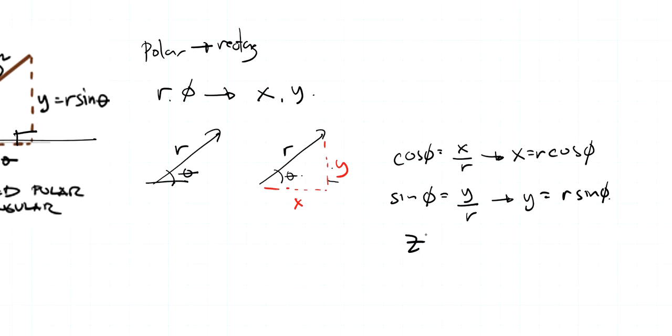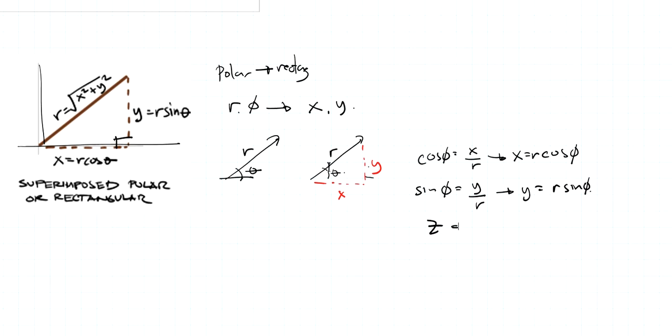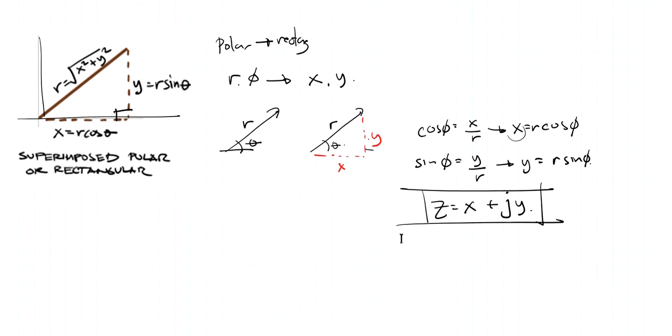And therefore z is equal to x, whatever the value of x is, plus jy. That's the rectangular expression of a phasor. Okay, so that's one way.